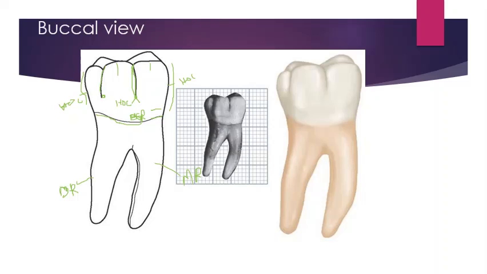Here also you can see there is a concavity present between these ridges, where the developmental grooves are present. This is the mesiobuccal developmental groove and this is the distobuccal developmental groove. And the height of contour is present in the cervical third.